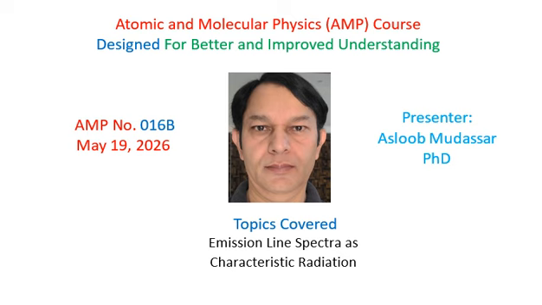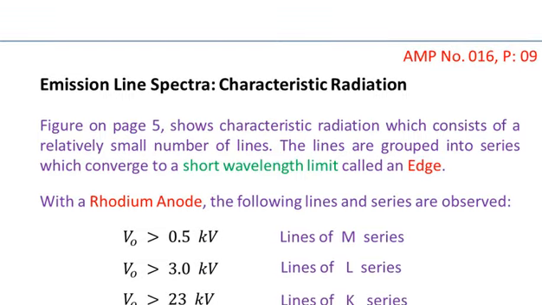This is your presenter, Asloob Mudassar, and I am presenting slide number 16B of the course on atomic and molecular physics. In today's lecture, I shall be covering emission line spectra as characteristic radiation. And this is the second lecture of the series on X-ray spectra. So this lecture must be studied with the previous lecture, which is given in slide number 16A.